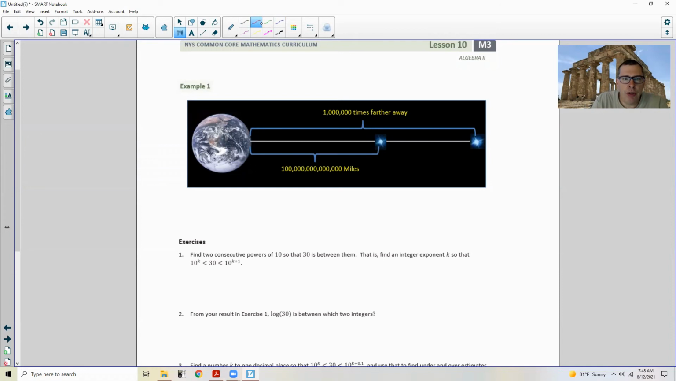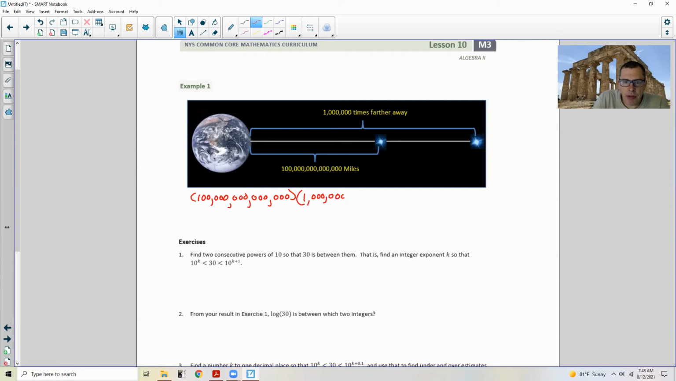So here's what we're going to do. If this star is, let's see, 100, 1,000, million, billion, trillion, 100 trillion miles away. Okay, is that right? Yes. And this one is 1,000,000 times farther.